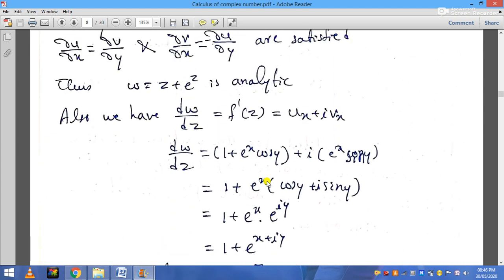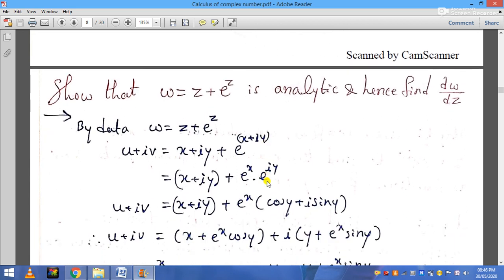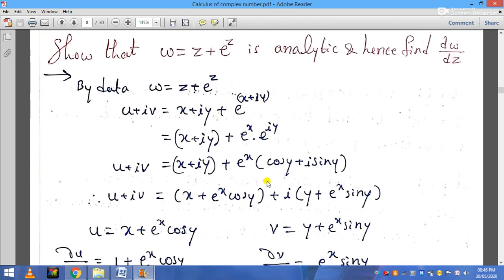So this is the procedure to show the function is analytic and find dw by dz. Here we have taken x plus iy, because if you take r into e raised to i theta, the calculation will be lengthy. So in the working procedure I have mentioned that depending on the z value, we take whether z is in Cartesian form or polar form. Here, if you take z as r into e raised to i theta, then the calculation will be lengthy.